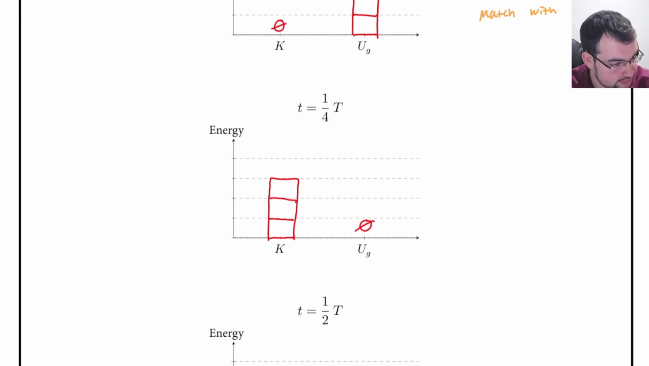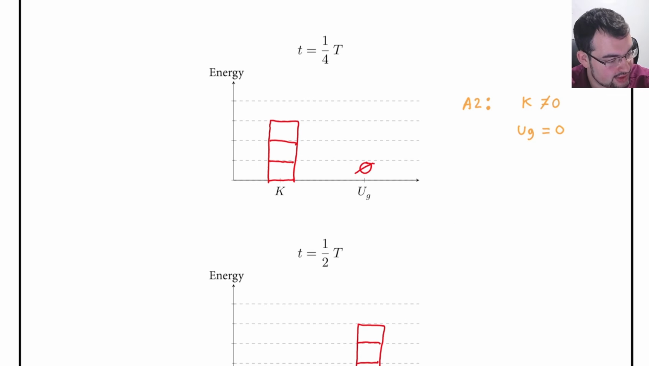Then for A2, this bar and this portion entirely was A2. So to get A2, you just had to say kinetic was not equal to 0 and UG is equal to 0. And then to get A3, you could have totally wrong bar charts. You just had to show E total is constant.